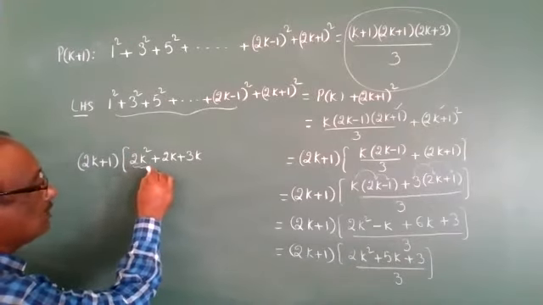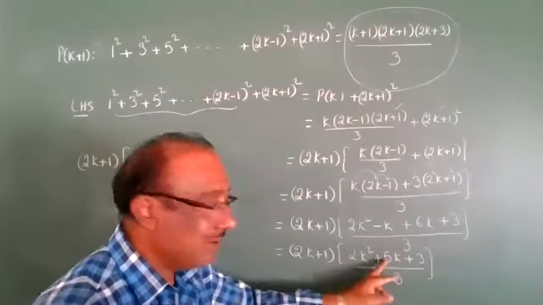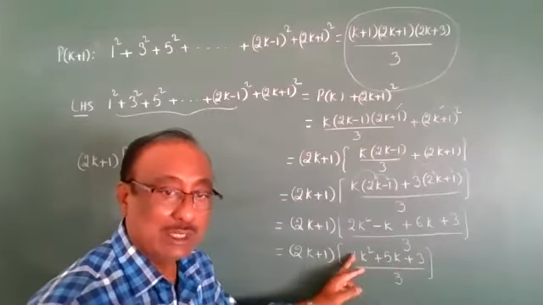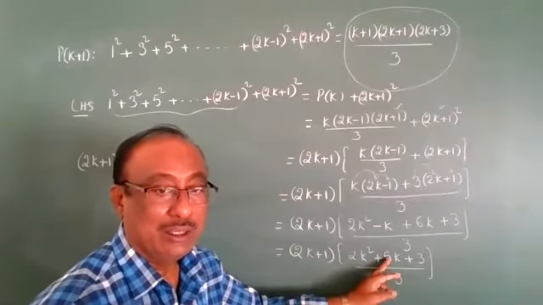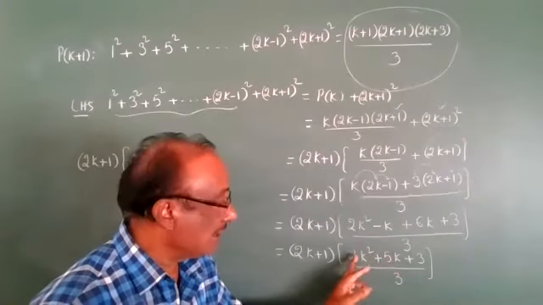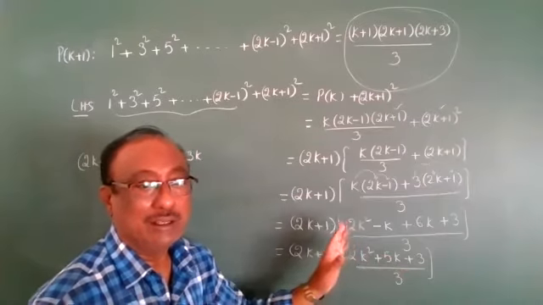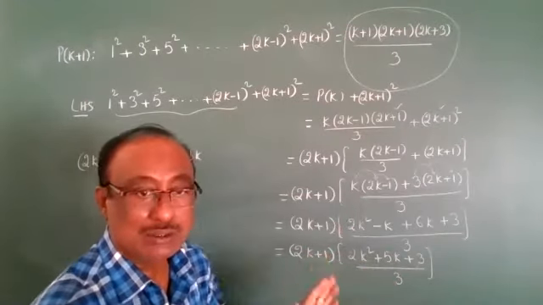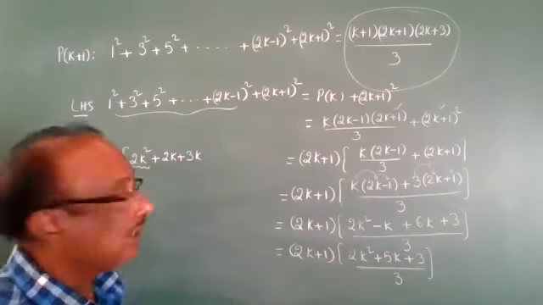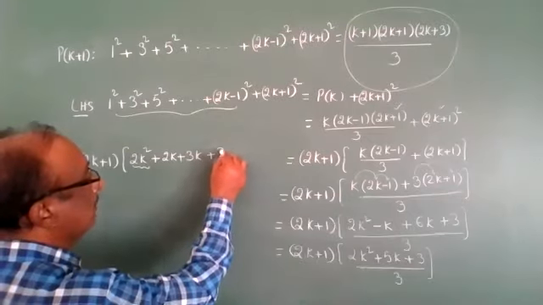This is the 2k square. This is the 5k. I am writing before it the 2k square. That's why for 5k I am writing 2k plus 3k, because the first one is the 2k square. Depending upon the first one, right? So 2k square, 2k plus 3k plus 3.